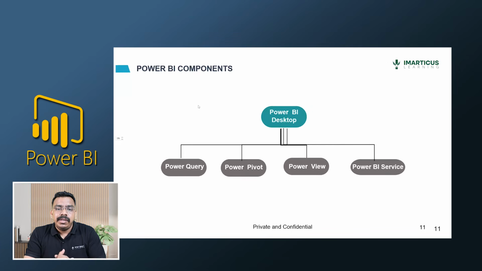When you have multiple data sources and want to connect them and create a relationship between them, you can use Power Pivot. When you want to view your data in terms of charts and graphs, you can use Power View. Power View will help you create 250 plus charts, which can be a bar chart, donut chart, or line chart. These different types of charts will help you present your reports and dashboards.